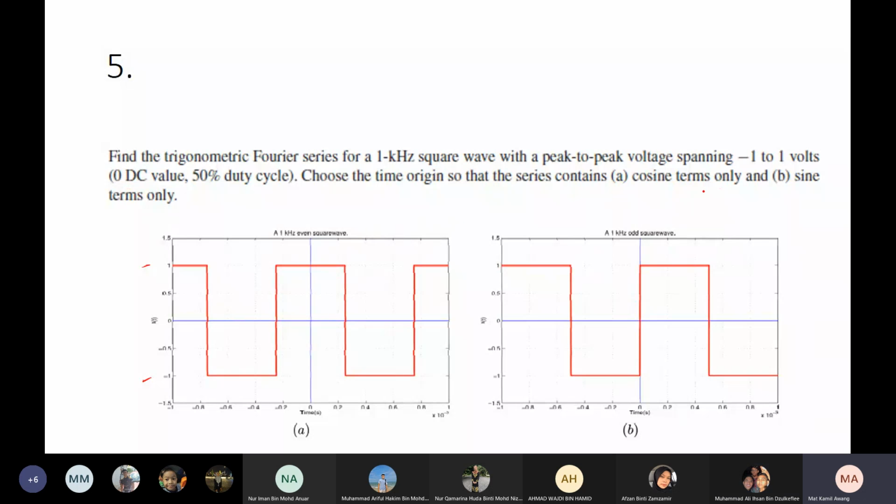So for cosine terms, it has to be what kind of function? Even. Sine, odd. So this is the even function. This is the odd function. So you shift this square wave to make it even. This is what you get, and this one you shift to make it odd. This is what you get. Since you already have the even function for A, then this is the solution.